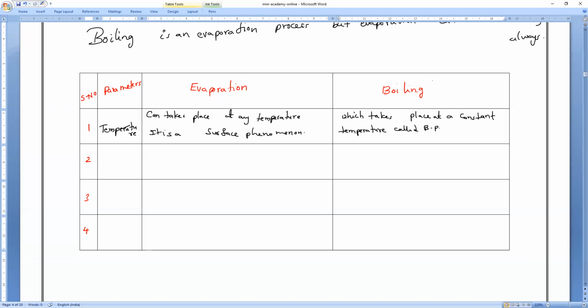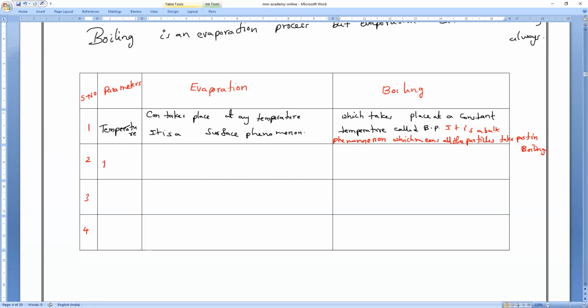Yes, sir. So now, boiling is a bulk phenomenon. Here you write, evaporation is only a surface phenomenon; here, boiling is a bulk phenomenon, which means all the particles take part in the boiling. Is it okay, everybody? That is the point number 1. Understand, all of you? Second.